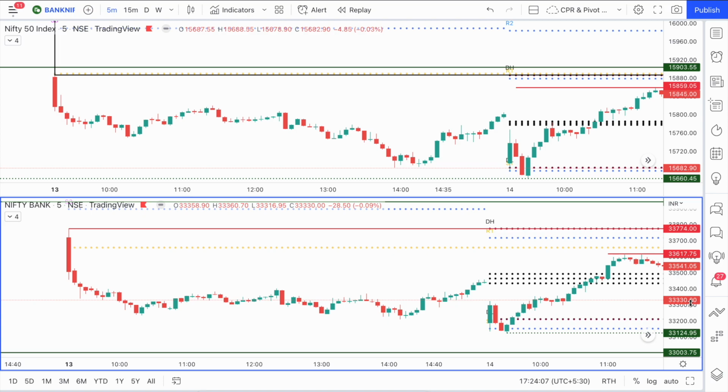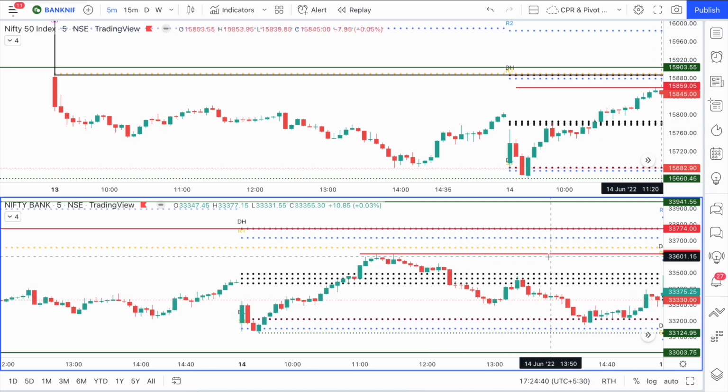And usually when the indices open with a big gap down and after the gap down make a big red candle, and since it's beyond the S5 pivot also, most often the rest of the day usually tends to be sideways and the price does not really go anywhere. Sometimes it can reverse also, but it is very unlikely that the price will go on trending or falling in the same fashion the way it has fallen before the open.